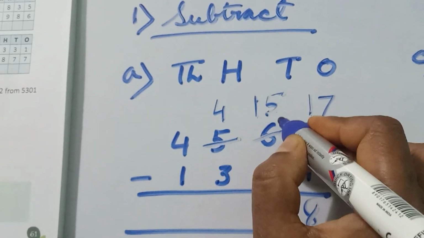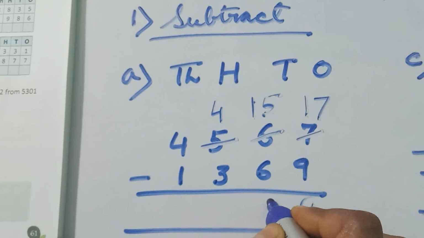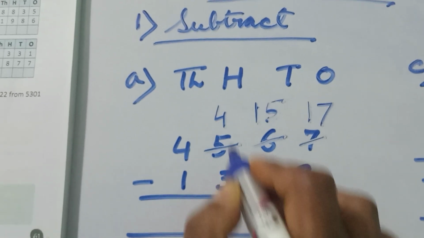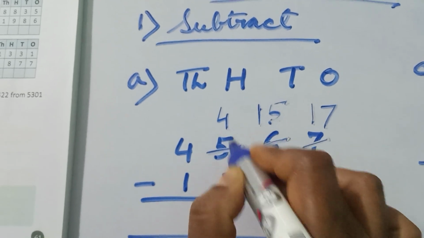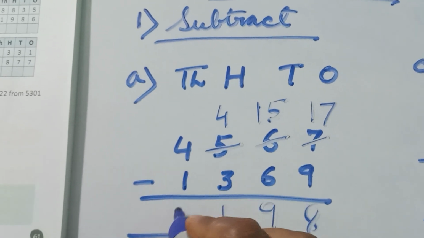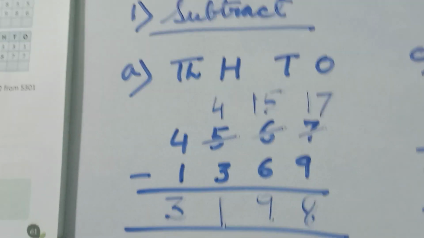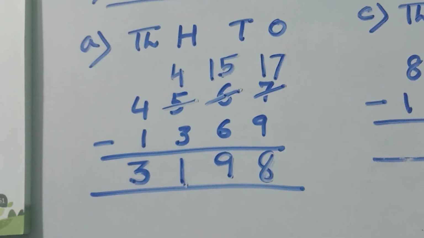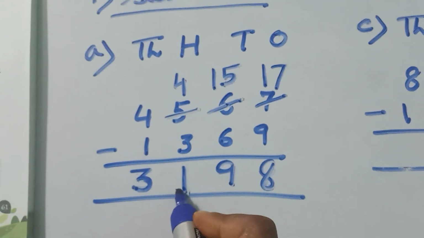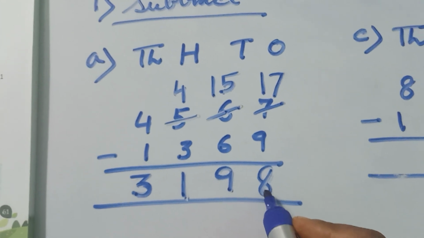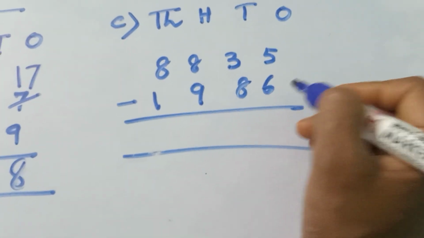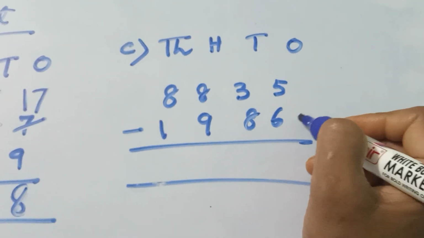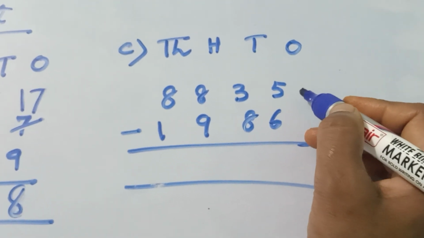Now children, 15 minus 6, that is your 9. Now 4 minus 3 possible because 4 is more than this 3. No. 4 minus 3, 1. 4 minus 1 is your 3. So our answer is 3198. Now let's move to the next question number C. Here we have to subtract 1986 from 8835.